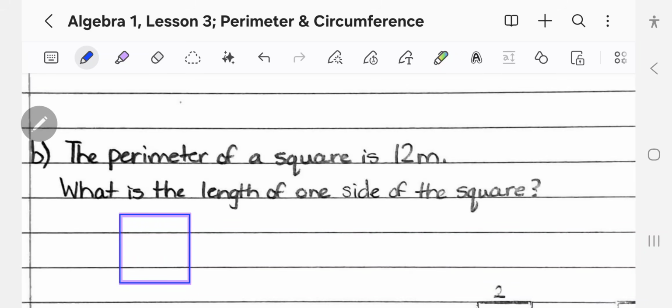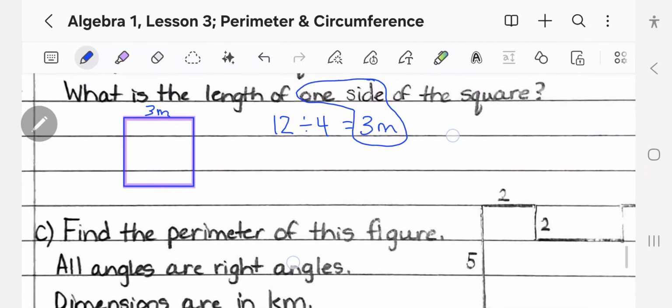And there are 4 equal sides. So if the whole distance all the way around is 12, and you have 4 sides that are equal, we can divide it by 4, and we find out that the length of each side is going to be 3 meters. So one side of this square is 3 meters. And we can check ourselves with that. 3 meters times 4 would be 12 meters.